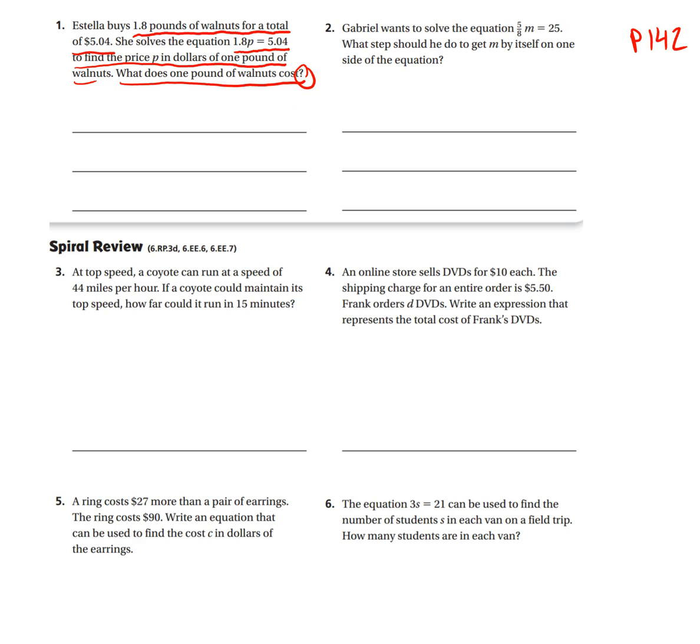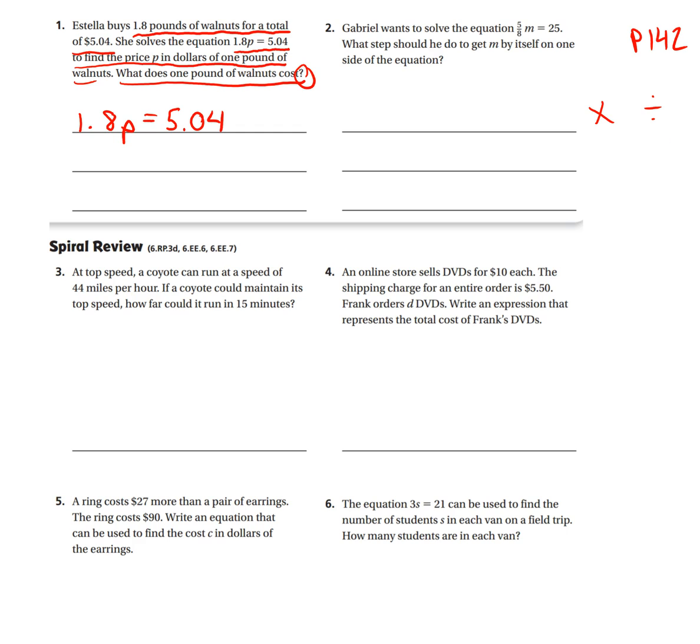So we have to solve the equation. So the equation is 1.8p equals 5.04. This is multiplication. The opposite of multiplication is division. So we need to divide both sides by 1.8. That gets rid of the 1.8, leaving you with just p on the left side. And then you have to divide 5.04 divided by 1.8. So to set that up, 1.8 into 5.04.